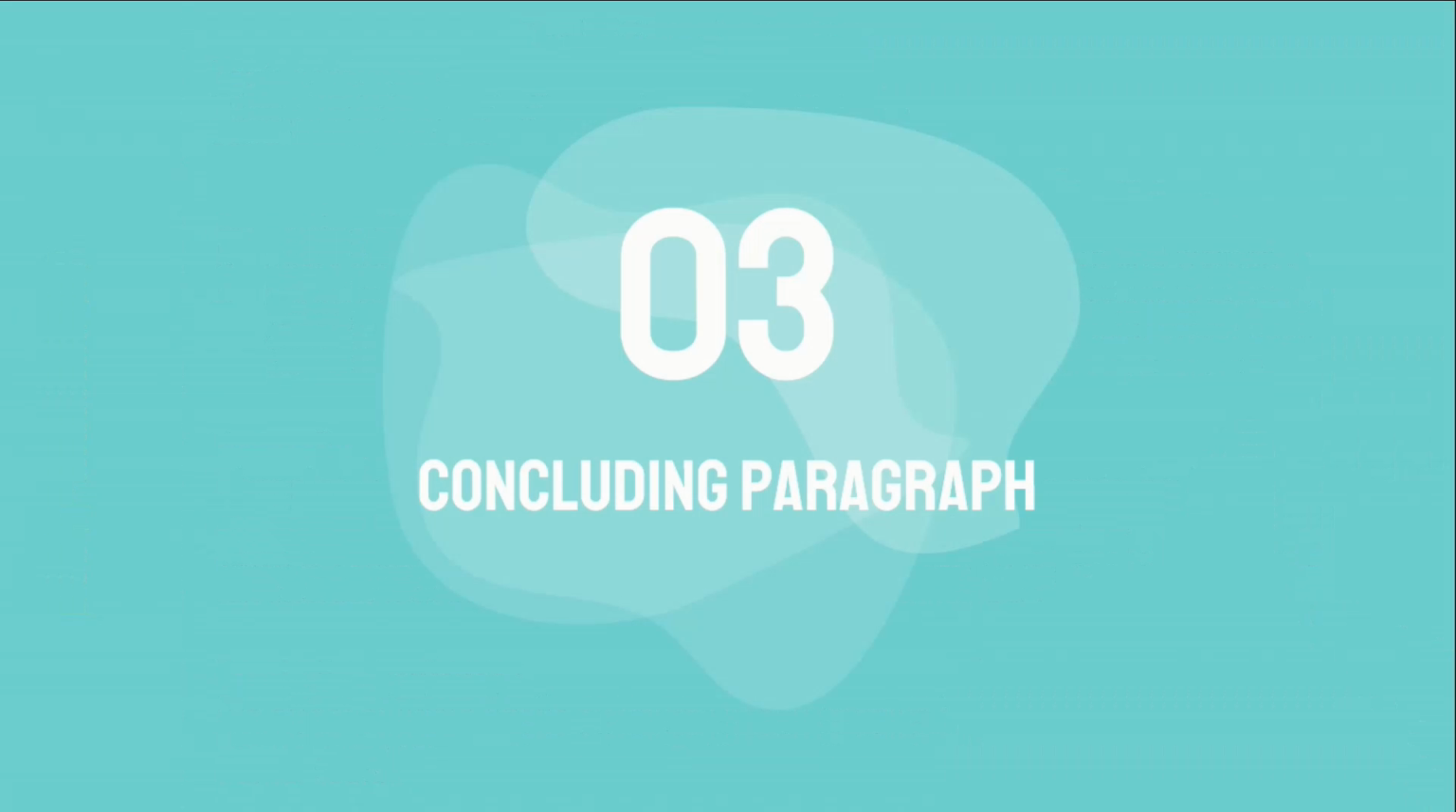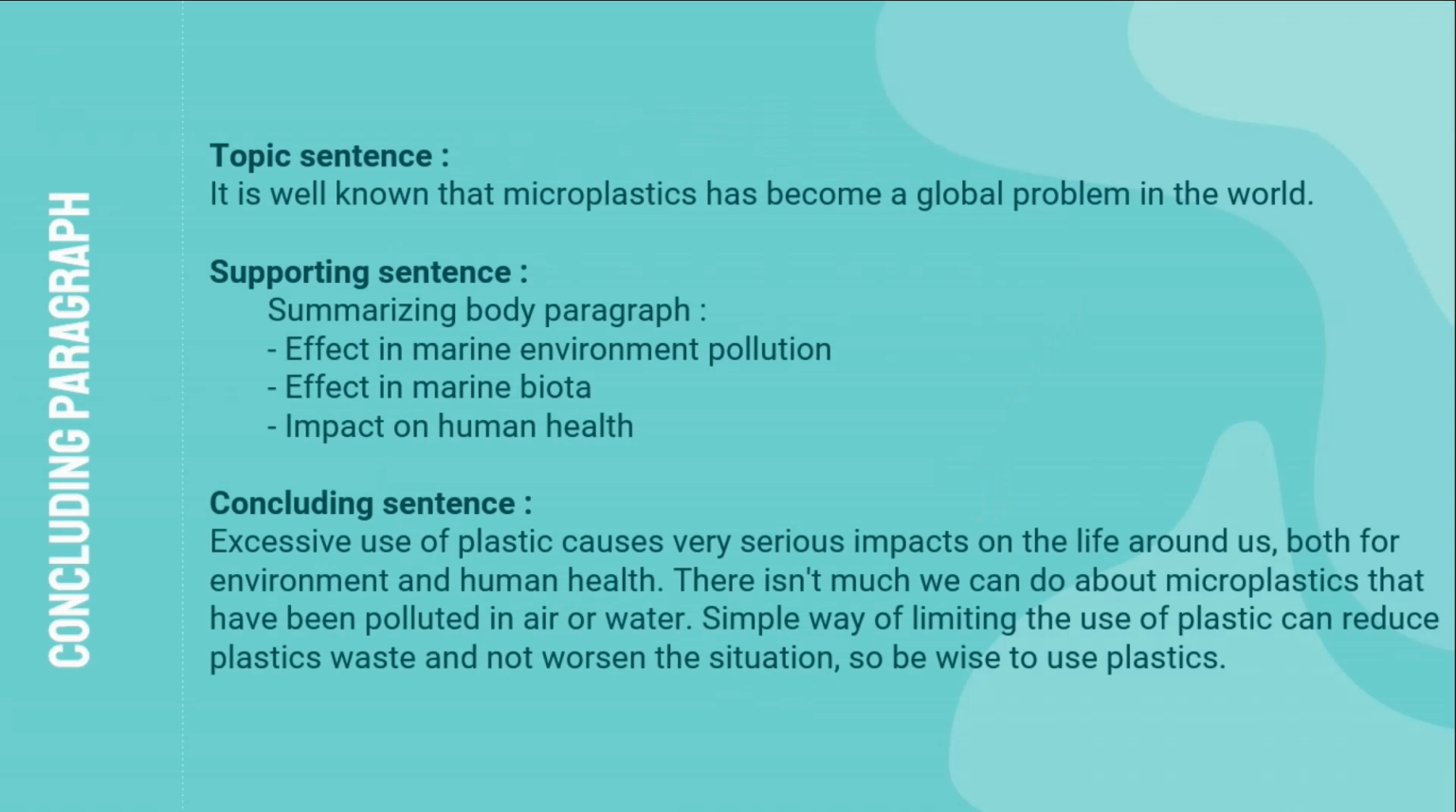Next, we will discuss the outline of the concluding paragraph. The concluding paragraph of an essay is the last paragraph, which is used to increase the reader's understanding of the point and contains conclusions about something that has been discussed. In this essay, the technique used in writing the concluding paragraph is a summary of the main points. The following is the outline of the concluding paragraph in the essay about microplastics.